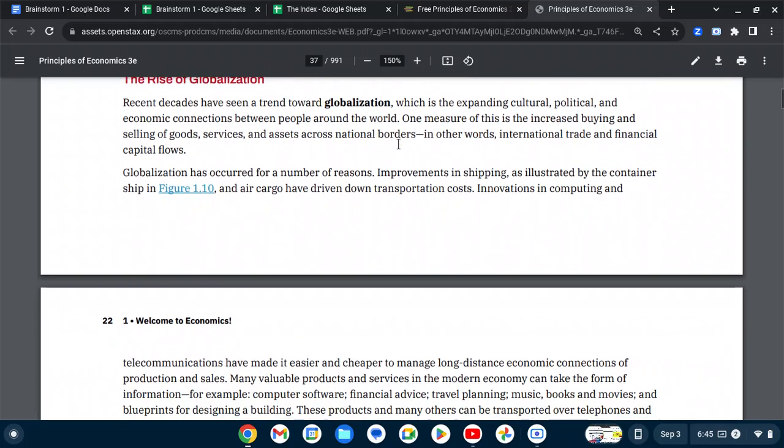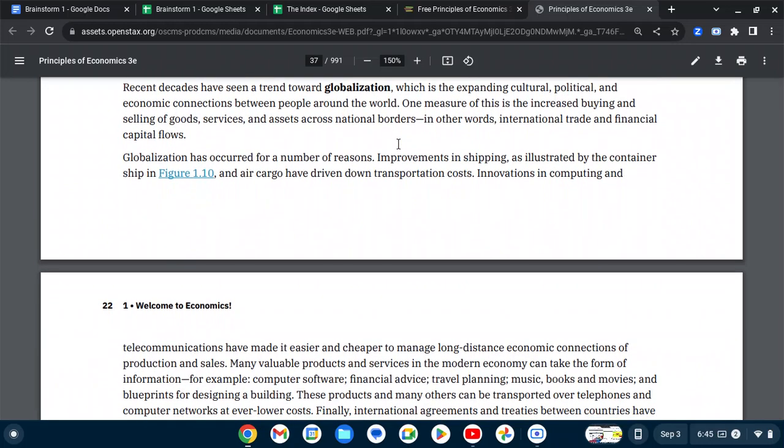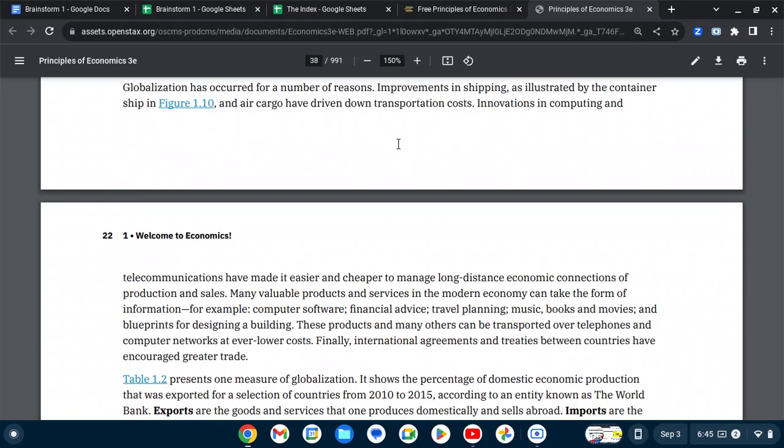The rise of globalization. Recent decades have seen a trend towards globalization, which is the expanding cultural, political, and economic connections between people around the world. One measure of this is the increased buying and selling of goods, services, and assets across national borders. In other words, international trade and financial capital flows. Globalization has occurred for a number of reasons. Improvements in shipping, as illustrated by the container ship in Figure 1-10, and air cargo have driven down transportation costs.